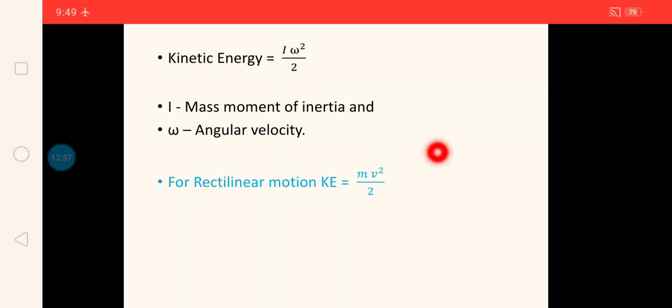So, kinetic energy is equal to I omega square by 2, where I is the mass moment of inertia and omega is the angular velocity. Everything is easy to correlate. So, just remember all these equations with correlation with the rectilinear motion. Everything is analogous. Instead of mass, we will be using mass moment of inertia. Instead of velocity, it is angular velocity. So, I omega square by 2 is the equation to calculate kinetic energy.